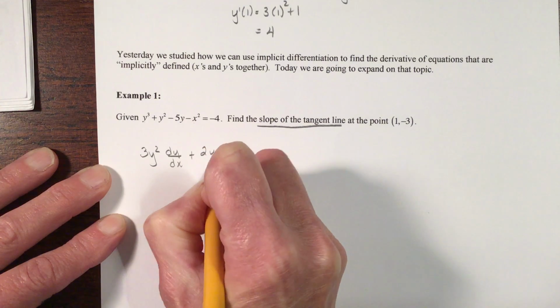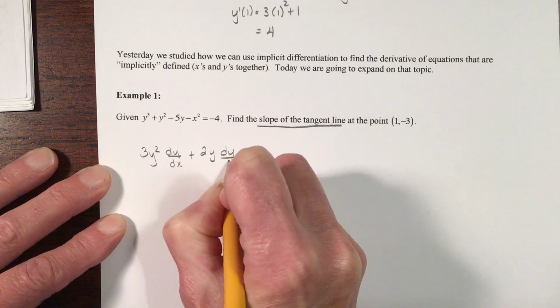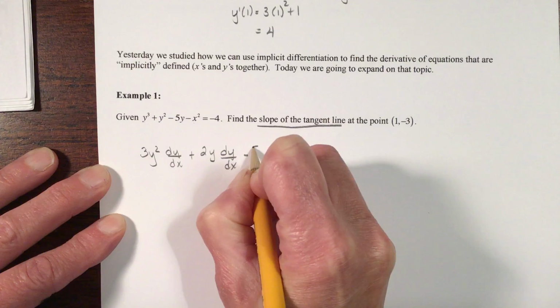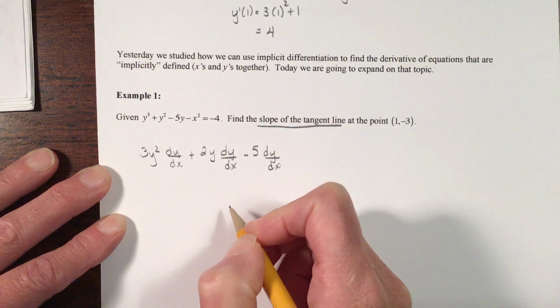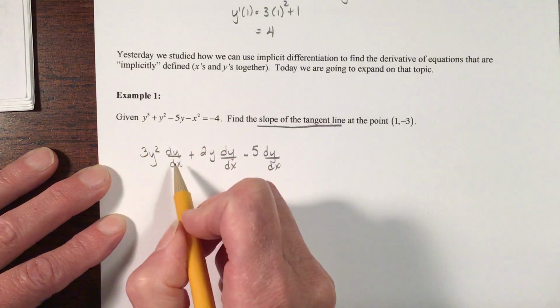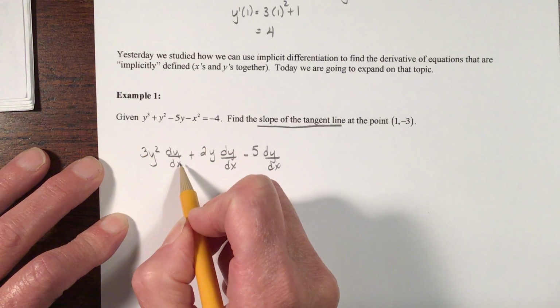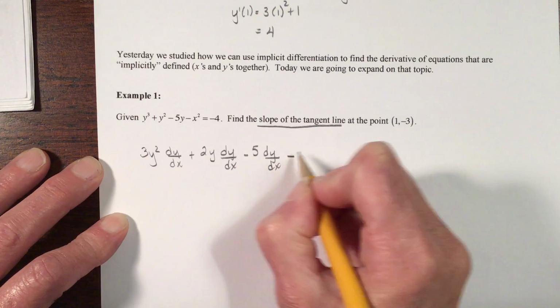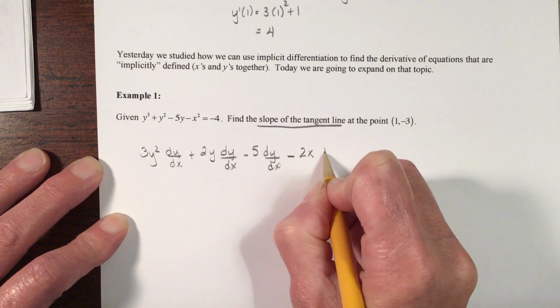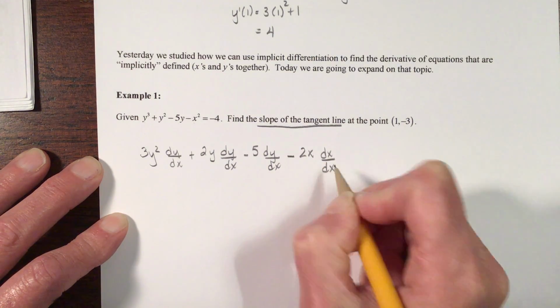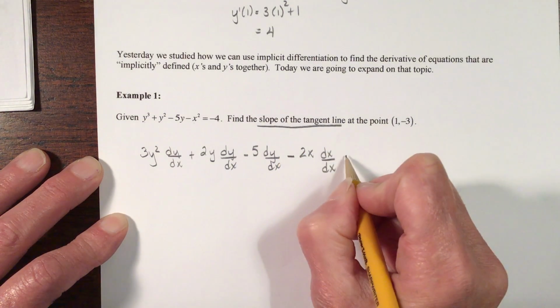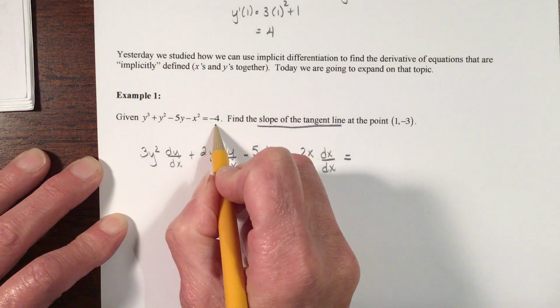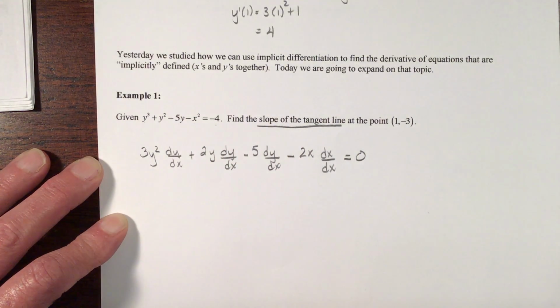plus 2y dy/dx minus 5 dy/dx. Remember, every time you take a derivative of a term with a y in it, you must write dy/dx. Now I have an x. Minus 2x dx/dx. Anytime I take the derivative of a term that has an x in it, I write dx/dx. Equals the derivative of -4, which is 0.